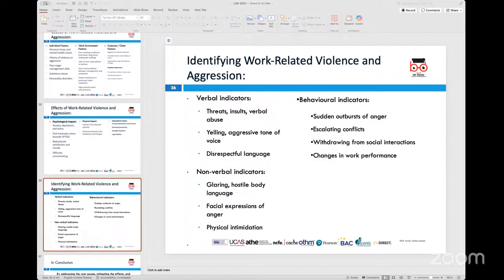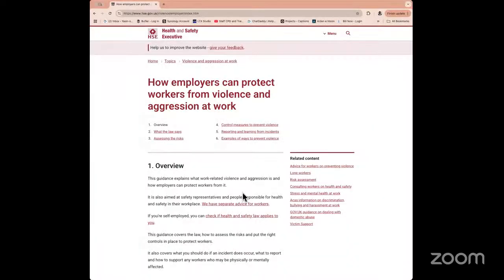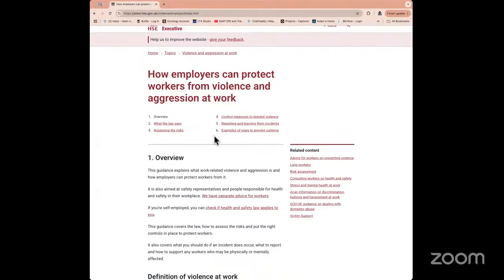Now, there is a very good article that I also want you to look at, and do some additional reading for this particular criteria, which is on the Health and Safety Executive website. This particular article talks about how employers can protect workers from violence and aggression at work. This two-page article talks about six different points: what the law says, how do you assess the risk, what are the control measures, which is what we need to discuss. The third slide is control measures to prevent violence and aggression. How do you report them, and examples of how to prevent this violence?